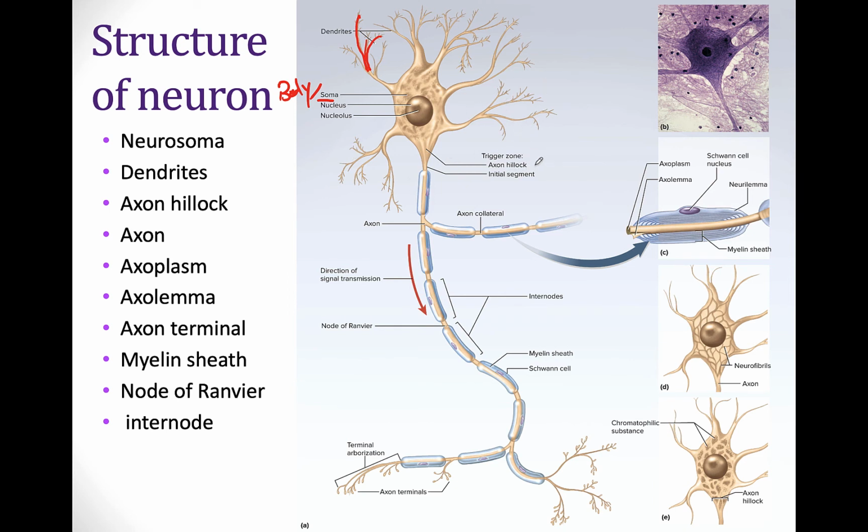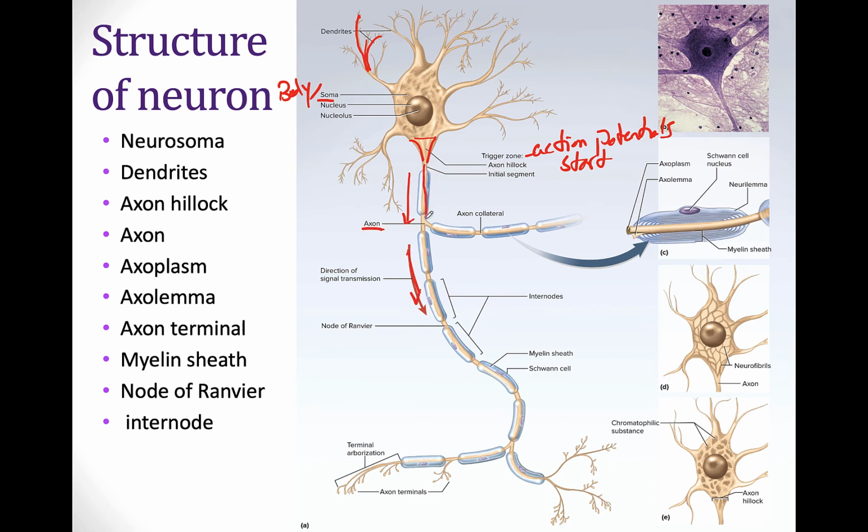The trigger zone is made up of the axon hillock and the first segment. So this kind of triangular region that's next down is going to be the axon hillock, and this is where action potentials start. So this is typically where we're going to be getting excited. And then the action potentials are transmitted down the axon.